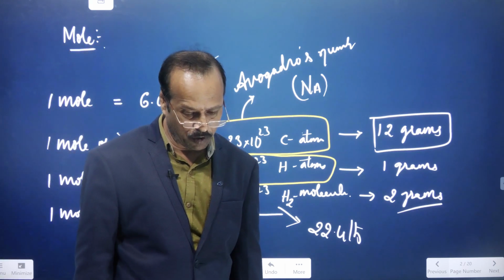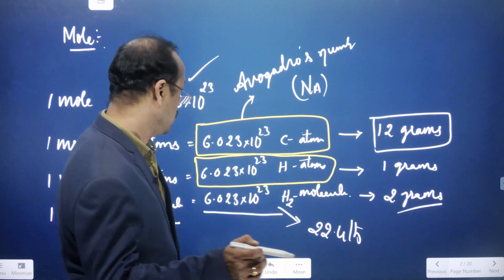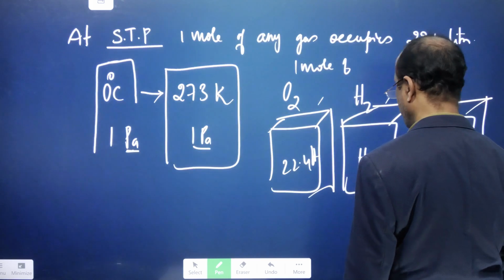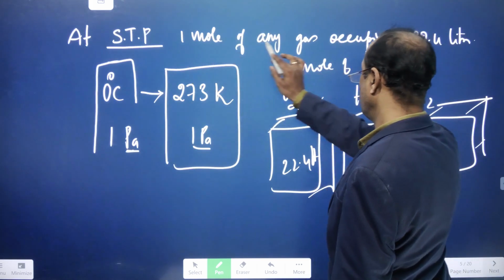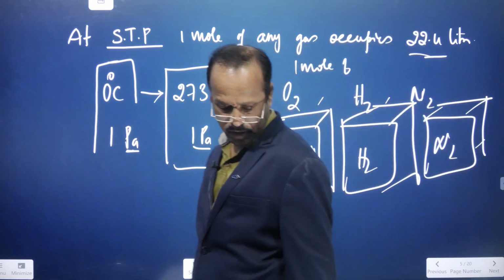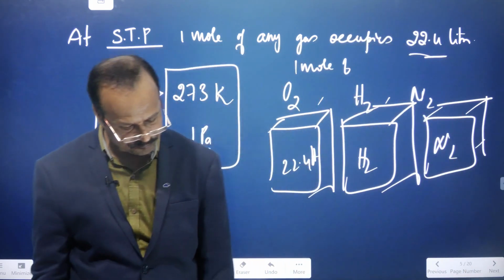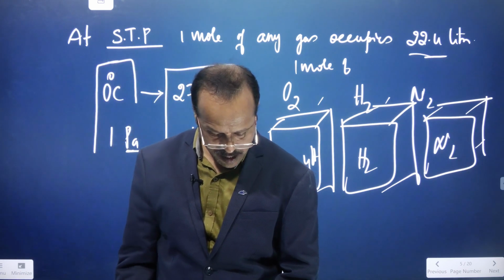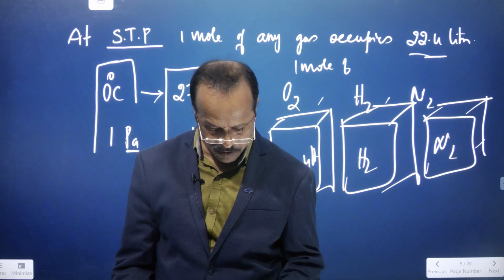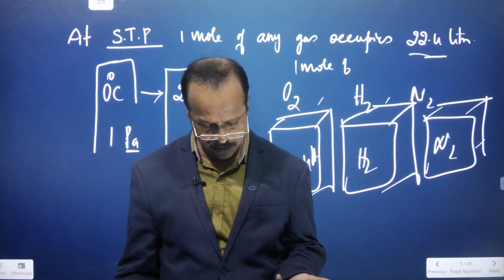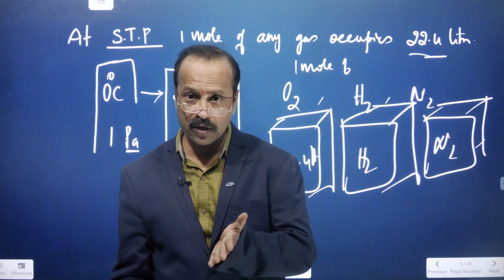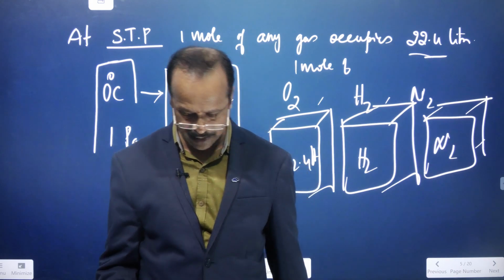Second question, the volume of 1 mole of any gas at STP. 1 mole of any gas at STP is 22.4 liters. That is the first option. Next, the weight of 1 mole of atoms of an element is gram atomic weight. If an atom is given, atomic weight; if a molecule is given, molecular weight. So the option is the second option.